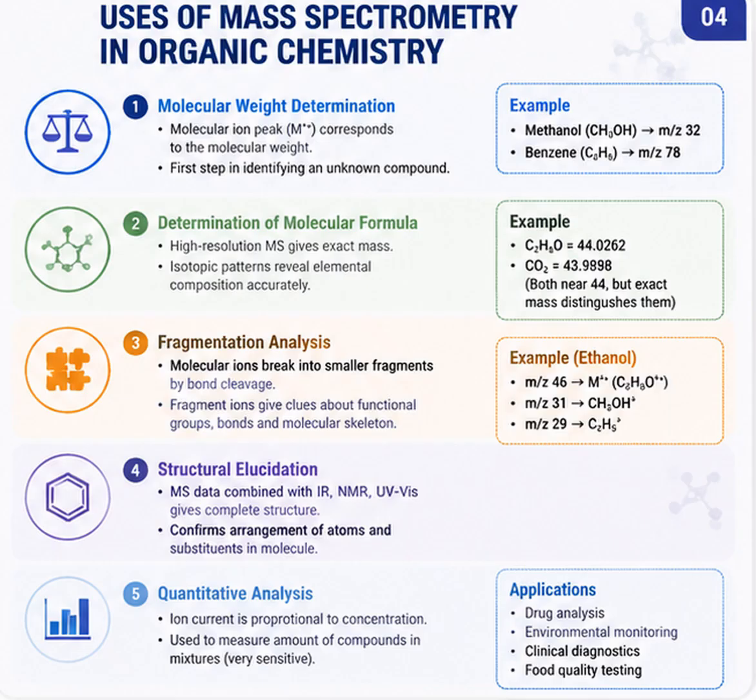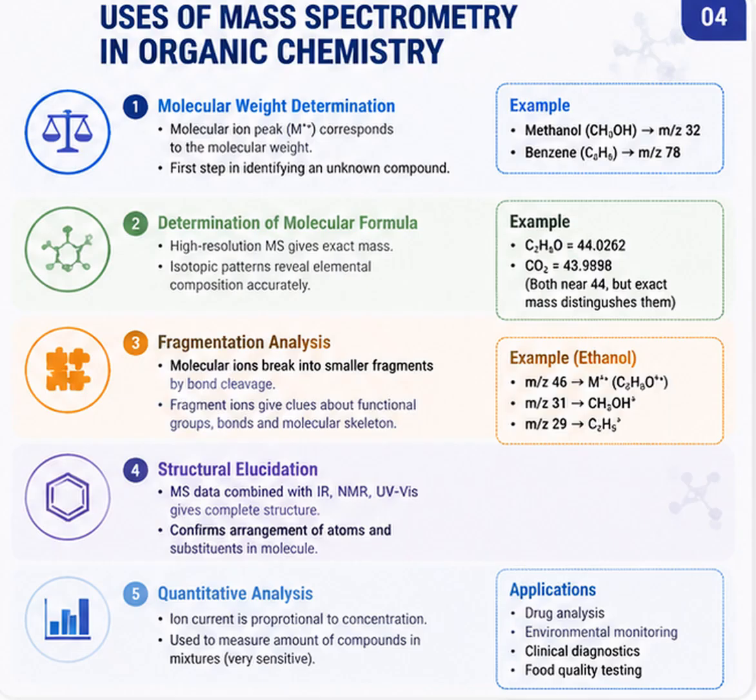Mass spectrometry has many important applications in organic chemistry. First, it helps determine the molecular weight of a compound through the molecular ion peak. For example, methanol gives a peak at m/z 32, while benzene gives a peak at m/z 78. Second, it helps determine the molecular formula.